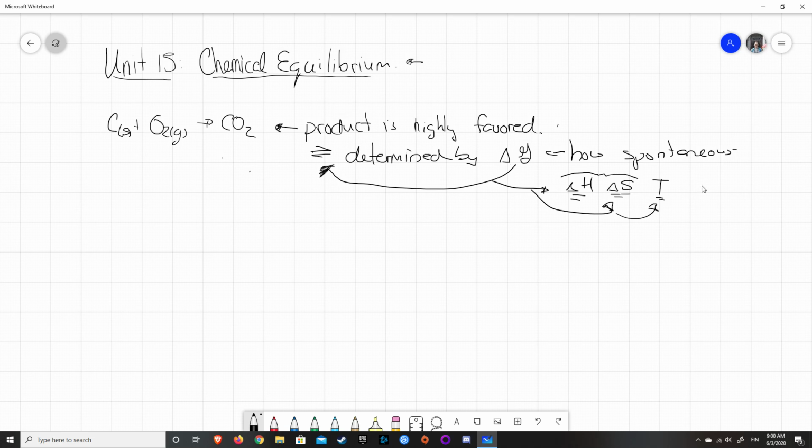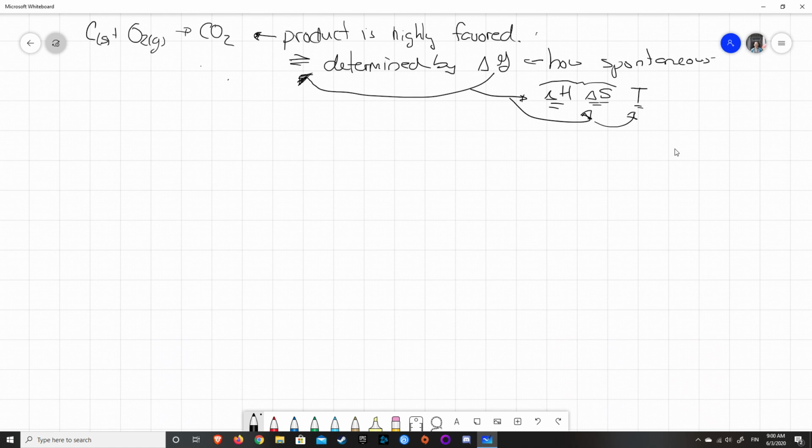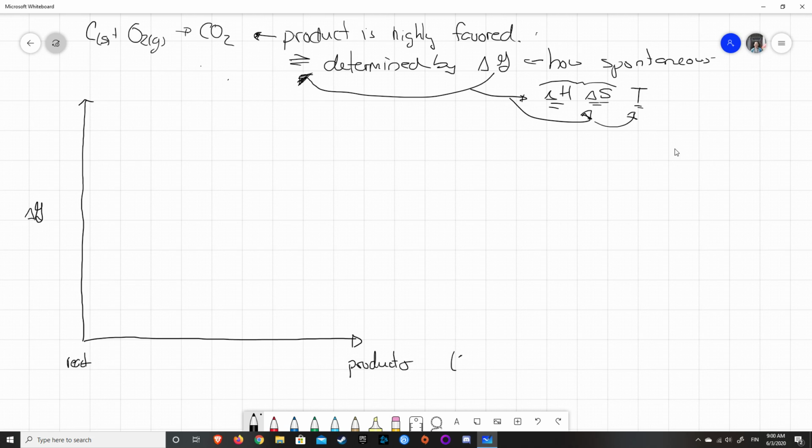So if we were to look at a graph of most chemical reactions, right? If we were to look at the energy graph of chemical reactions, we could have our Gibbs energy on the side, and here we can have reactants, and here we can have our products. So if you're following along in your book, this is on page 372.